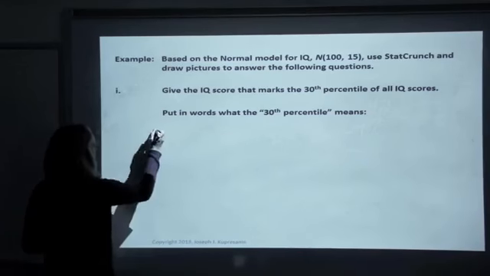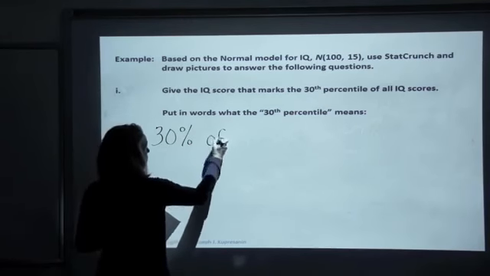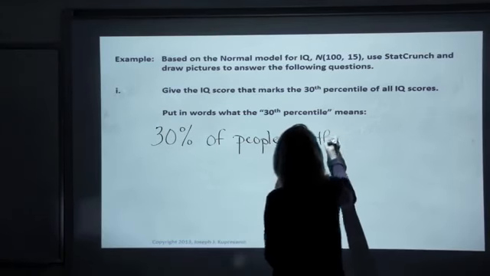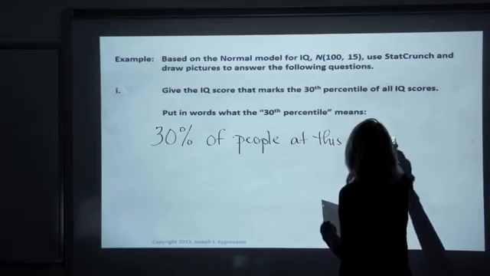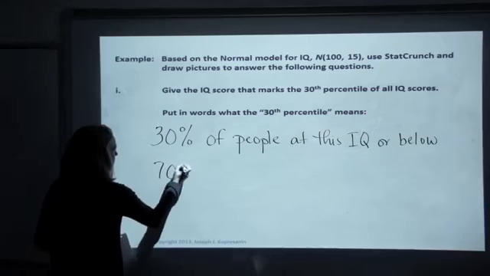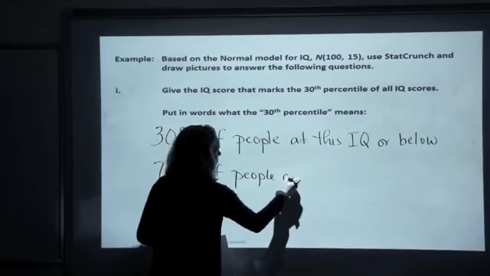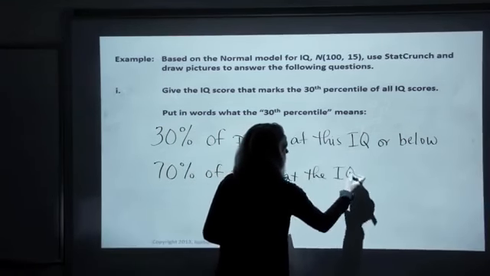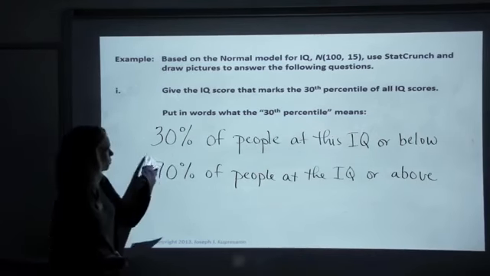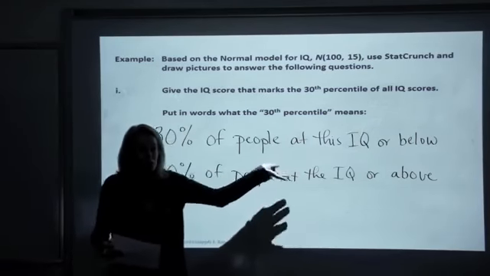So 30th percentile means 30% of people are at this IQ or below. The other 70% are at that IQ or above. And you notice with the percentile, we know the percentage, we know the area. What we don't know is what's at this IQ. What is that IQ?